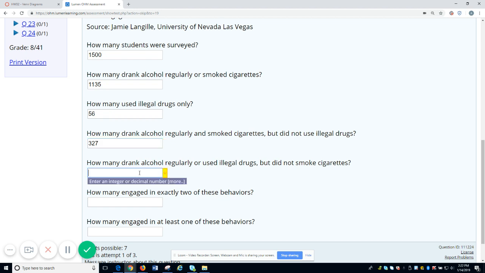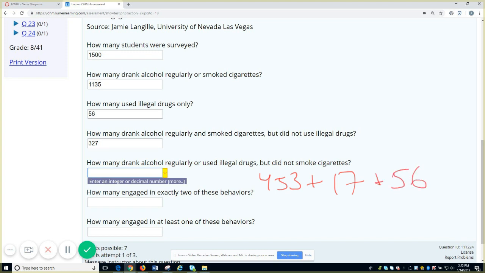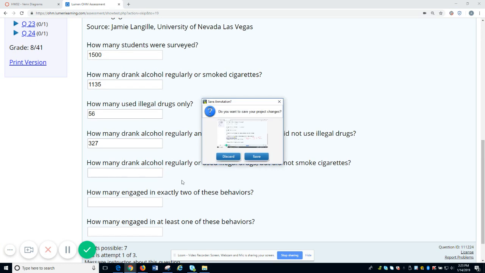Okay, the next question is how many people drank alcohol or used drugs but did not smoke. So to get that number, there's 453 people that drank alcohol. There are 17 people who did alcohol and drugs but did not smoke. And there's 56 people who just did drugs. I'm going to have to add those three numbers together. Get 526.